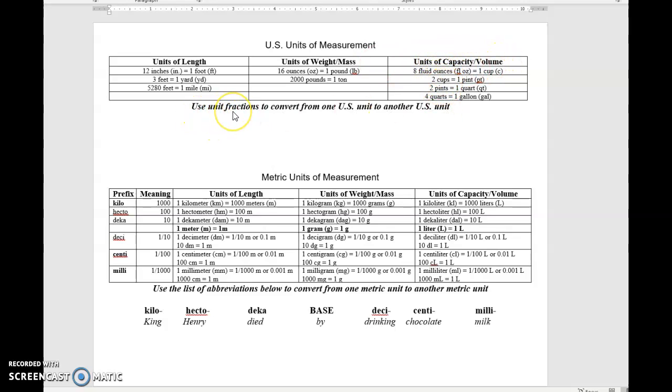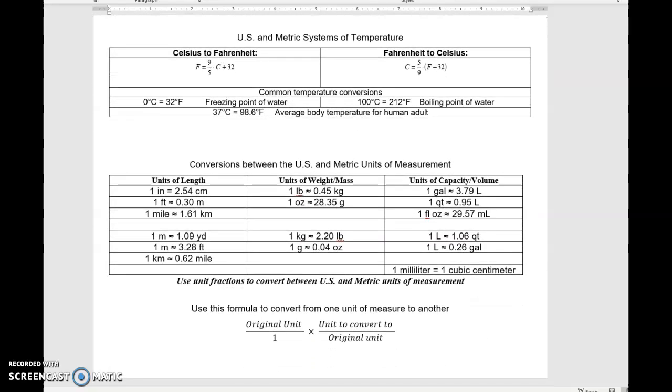You're going to use what we call unit fractions. Your book calls this conversion method to convert from one U.S. unit to another. You also have the metric units of measurement. Again, I have down here a little mnemonics you can use to remember the units of measure. And if you come down here a little bit farther, we have the Celsius to Fahrenheit, and Fahrenheit to Celsius scale, so you may need one or the other of these on your test.